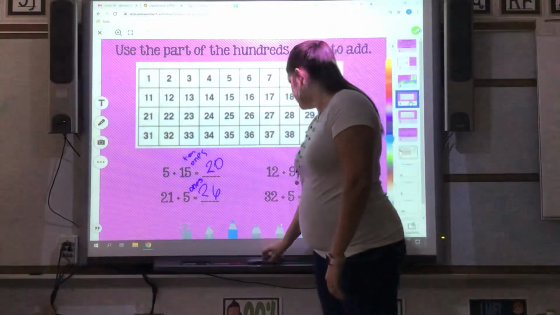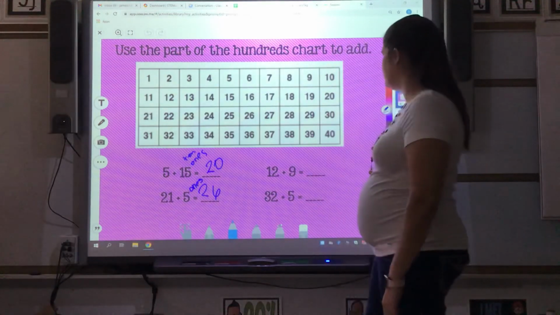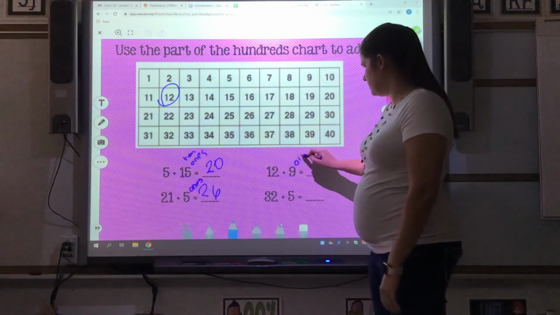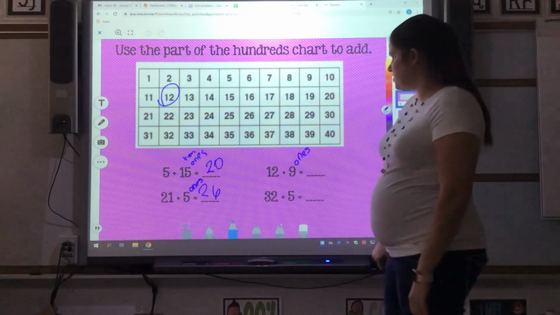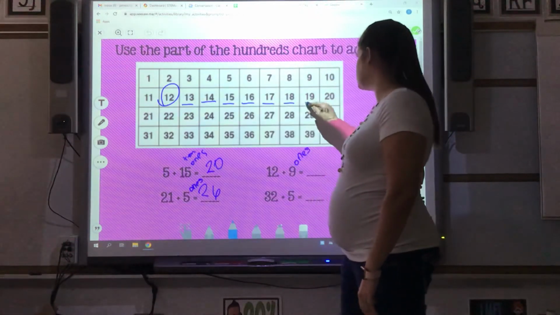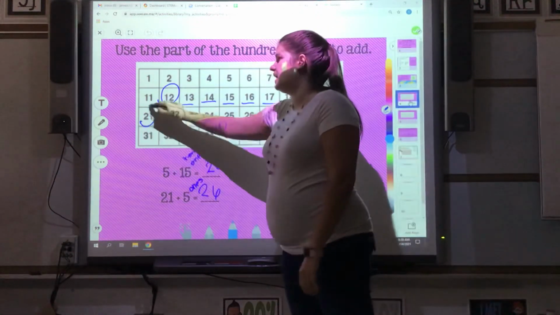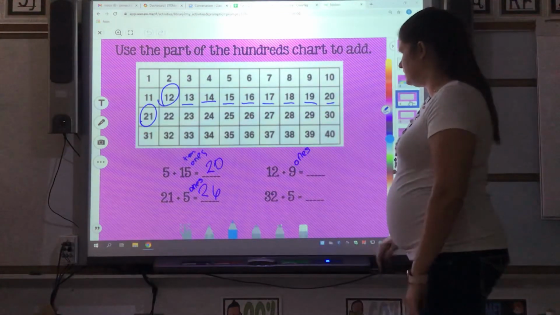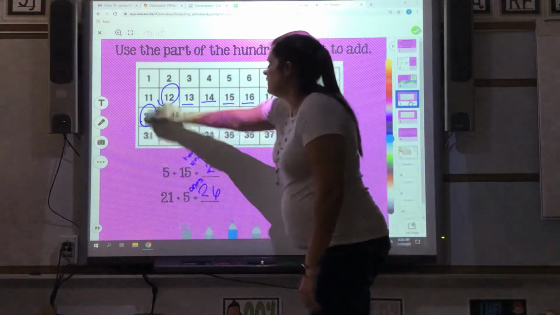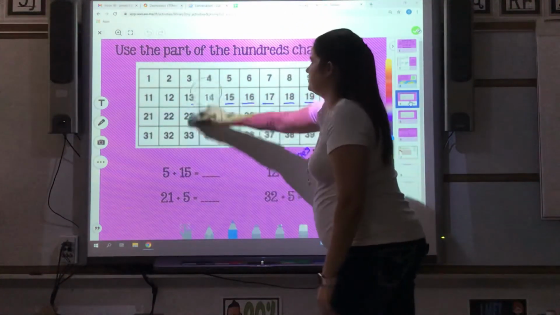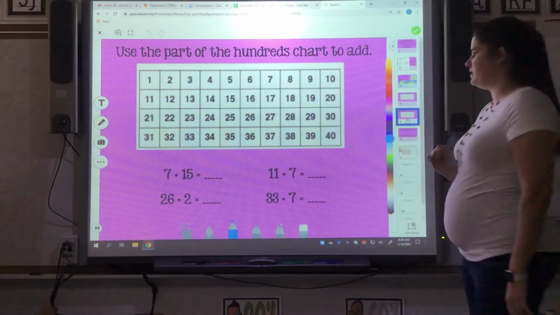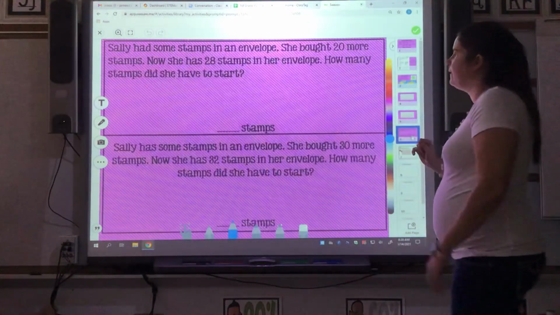This next one, 12 plus 9. Circle the number. 9 is just ones. So then I would go 9 spaces. 1, 2, 3, 4, 5, 6, 7, 8, 9. 12 plus 9 is 21. Go ahead and complete the last one on that slide, as well as your optional review on the next slide with the next hundreds chart.